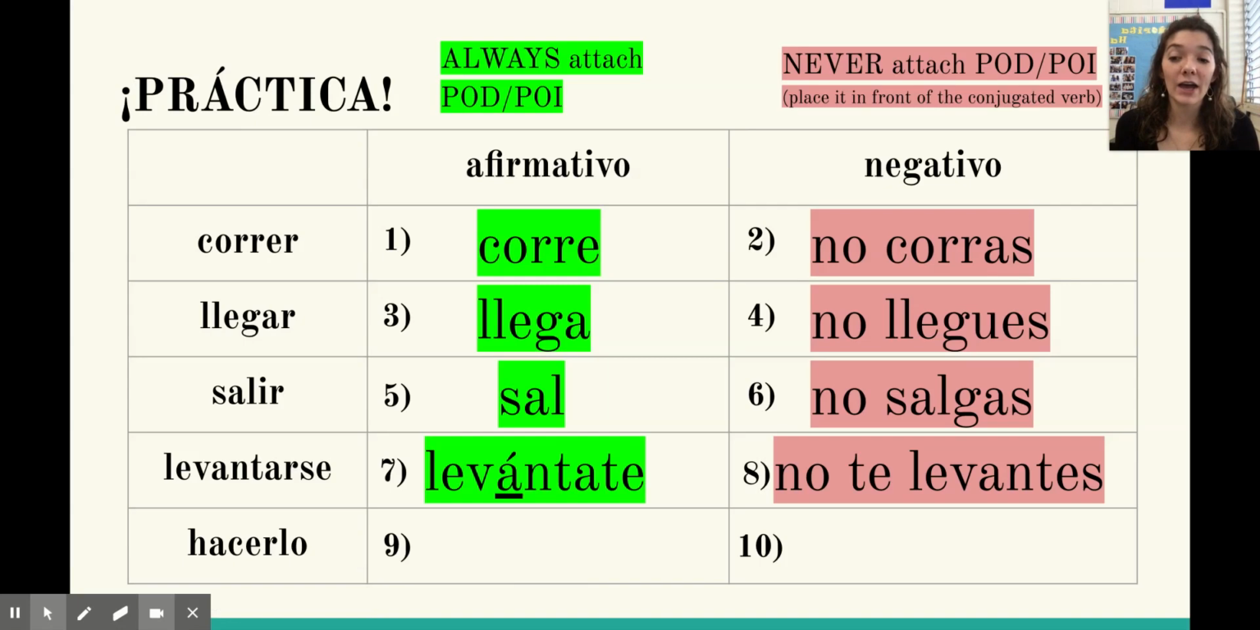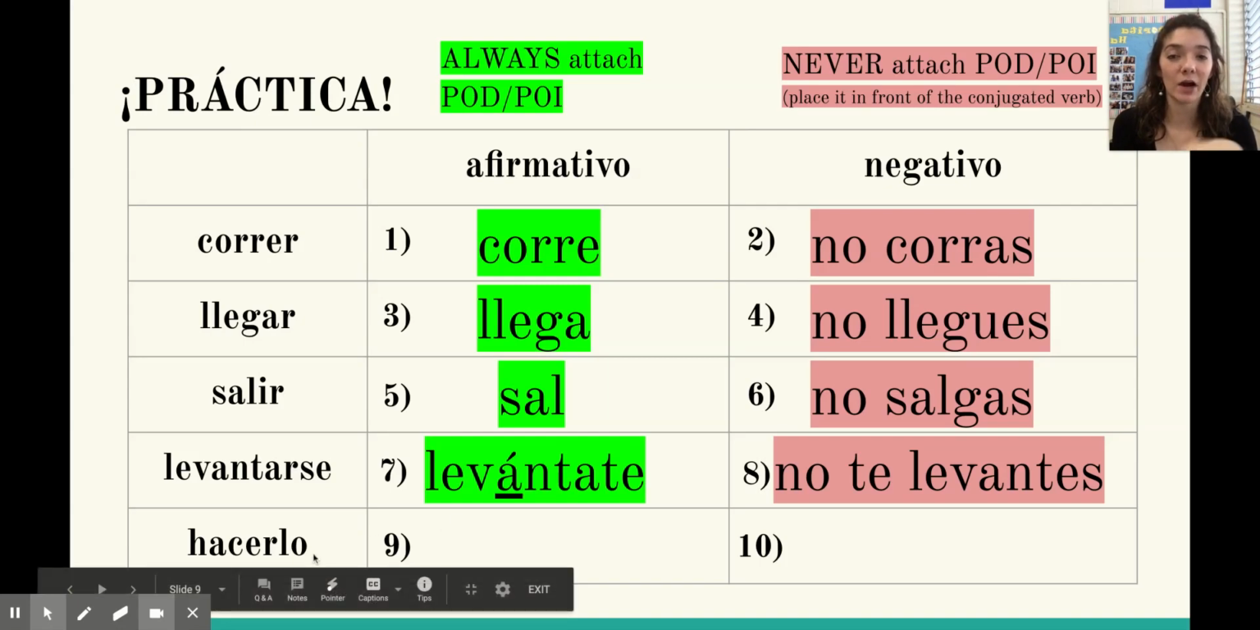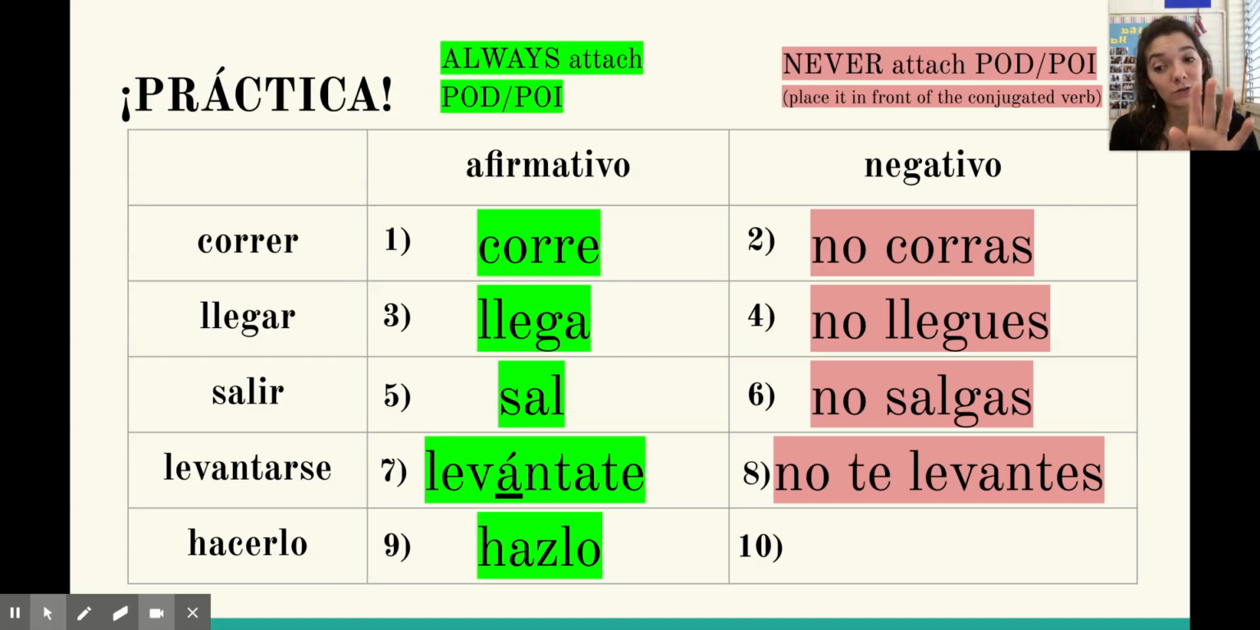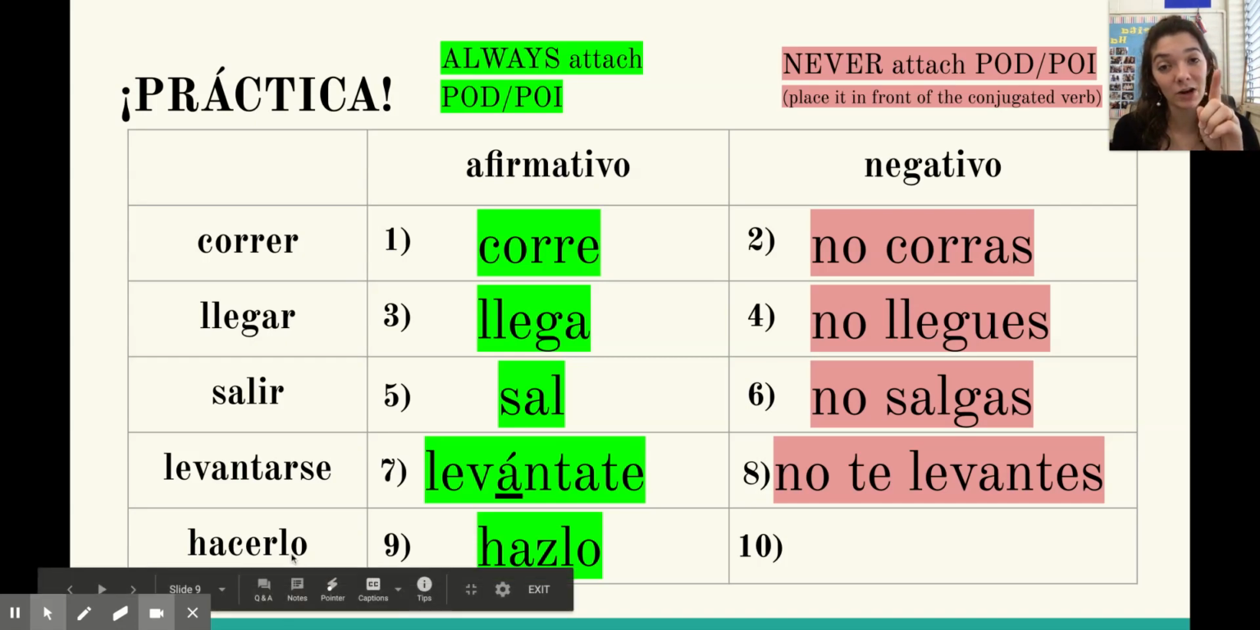The last one, I have added a POD, a direct object pronoun, lo, it. So think about how would we make that an affirmative command? Hacerlo. What am I saying in the affirmative? Do it. Do it now. Arnold Schwarzenegger. Hazlo. Hazlo. And you're like, Sarita, why don't we need an accent? Well, the affirmative command for hacer is irregular, right? Ten very adventurous ponies did sail hazy seas. Haz, as opposed to the regular, as.